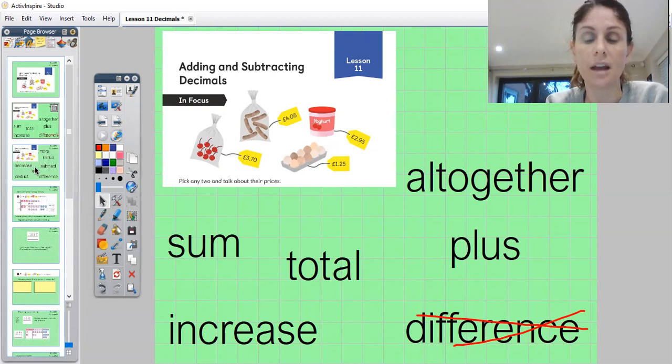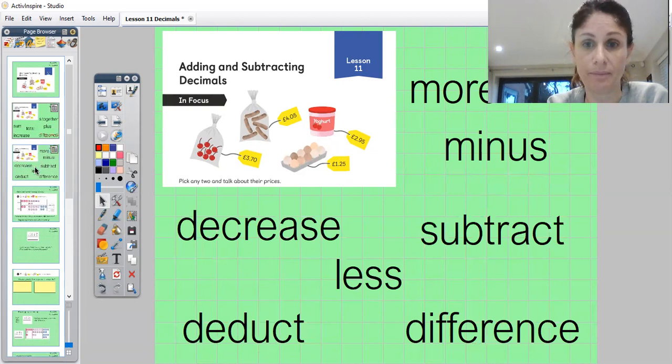Okay, so if you want to, you can pause and have a go at writing some questions using that language there. Let's have a look at our vocabulary for subtracting them.